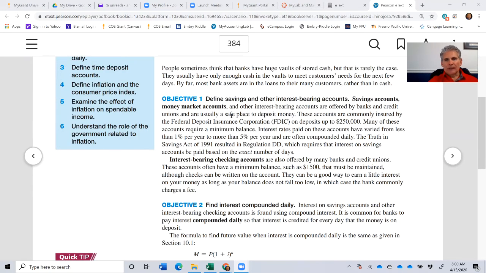Okay, so when we're talking about an interest-bearing account, we're talking about an account that a bank will pay you interest. In most cases, if you have a checking account and or a savings account, they will pay you some interest. It's usually a relatively low rate, but interest rates paid on these accounts will vary from less than 1% per year to as much as 5% per year. Usually it depends on the balance that you have, how much money you have in the account.